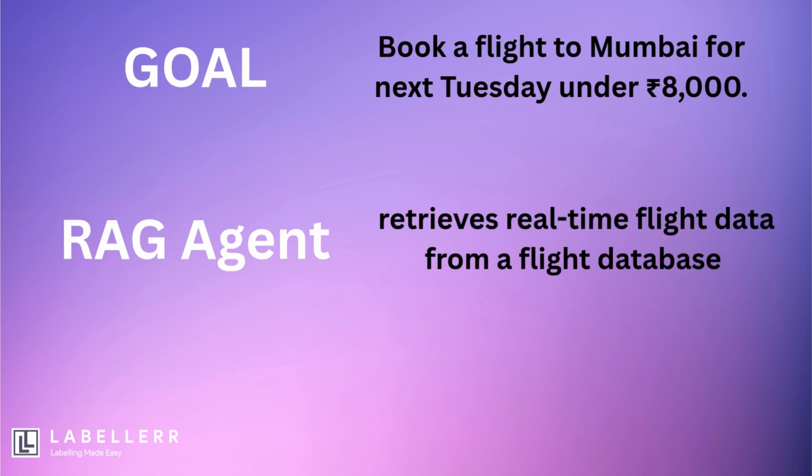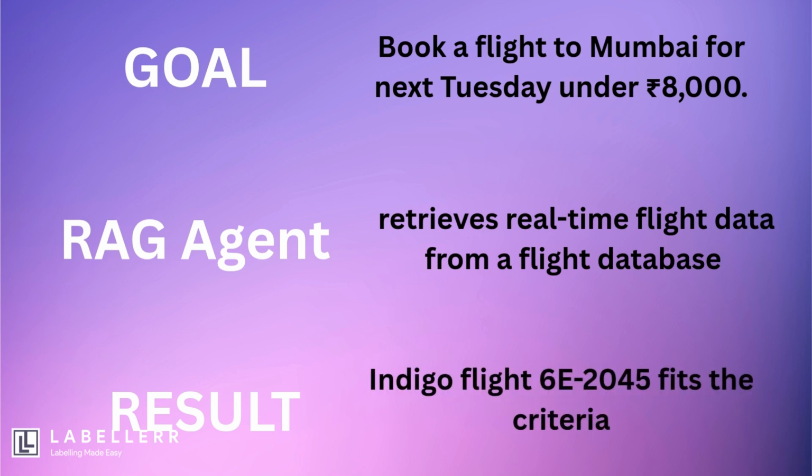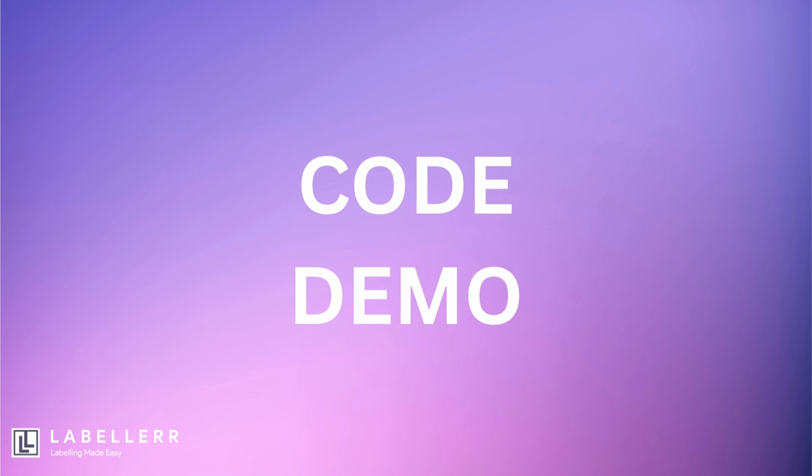This retrieved data informs the agent's reasoning, allowing it to choose the best option and take action, like automatically booking the flight that fits your budget and schedule. RAG gives the agent the knowledge it needs to act intelligently and effectively in the real world. Now, let's show you how RAG works using a code demo.